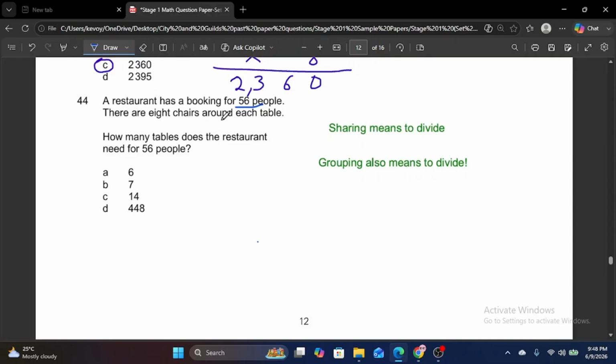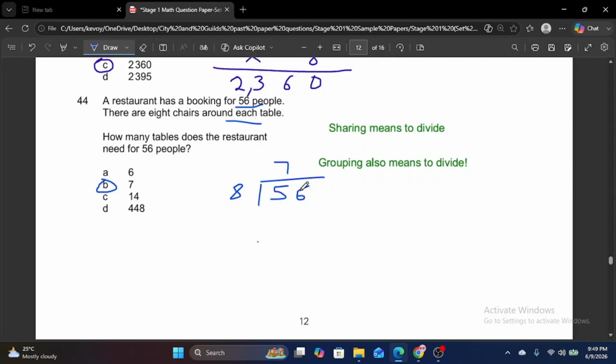So there are 8 chairs. So I want to group them to sit at each table, and each table has 8 chairs. That means that 8 persons should be around each table. So how are we going to do that? We're just going to divide. So 56 divided by 8, that's going to be equal to 7, because 7 times 8 is equal to 56. So that's going to be 7.